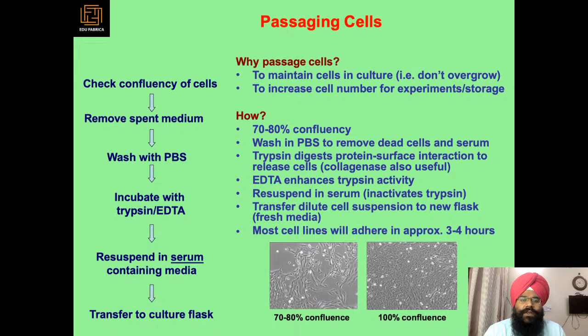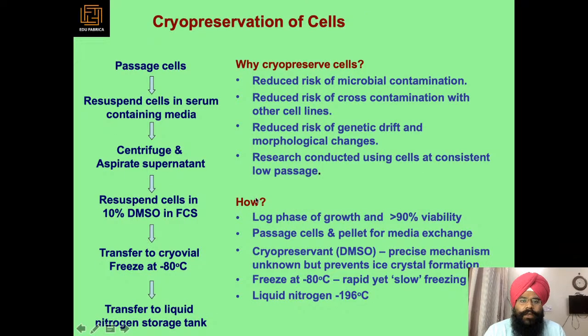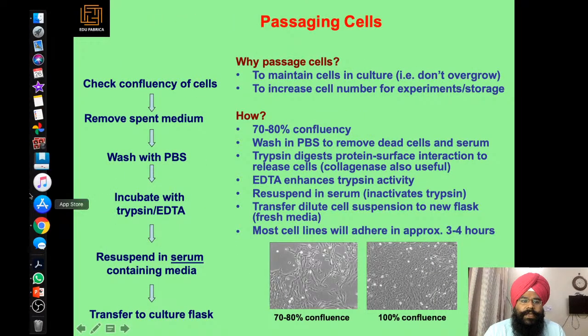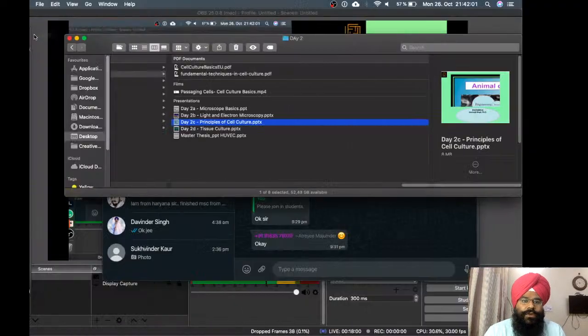Then comes the passaging of cells. So why passage? To maintain cells in culture, to increase the cell number for experiments. So check for confluency of the cells, remove spent medium, wash with PBS, incubate with trypsin EDTA, resuspend in serum containing media, and transfer to the culture flask. So how do you do it? Passaging of cells, I show you.